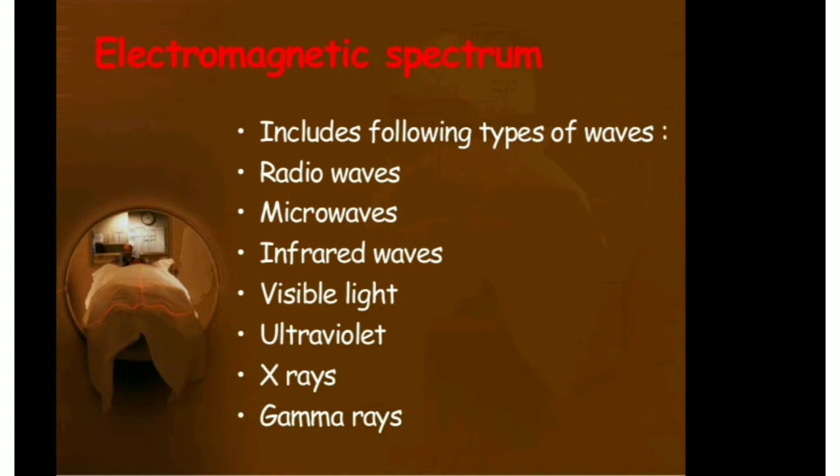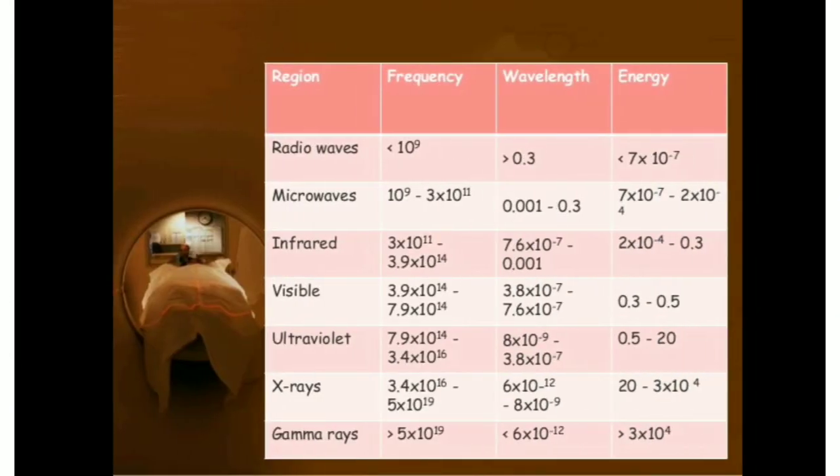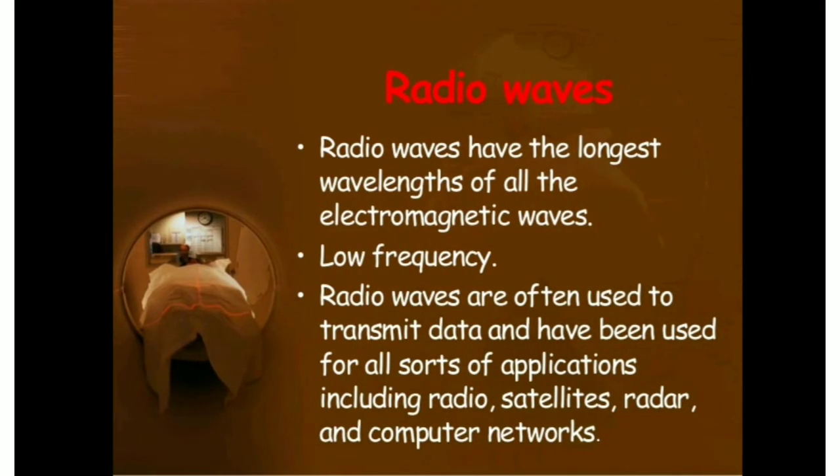The electromagnetic spectrum bands of these EM waves are used for different applications according to their range of transmission, or according to their wavelength and frequencies. This is the chart we have given for their energy, wavelength and frequency that you can study. Now we are going to discuss radio waves. Radio waves have the longest wavelength among all the electromagnetic waves, and they have low frequency.